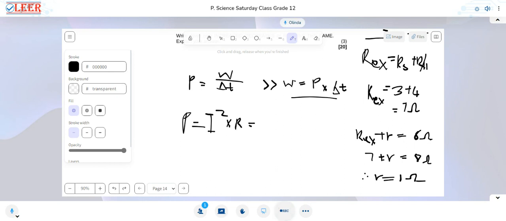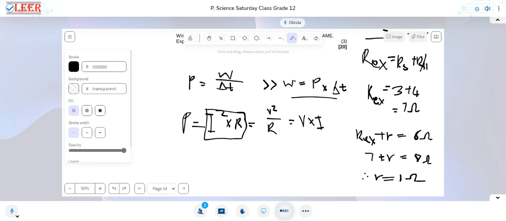We also know that power is equal to V squared over R, and we know that it's equal to V times I. There are a lot of formulas here, so we're going to just look at the formula where we know all of the variables. I know my current, I know my resistor. So I'm going to just use the first formula, where power is equal to current squared times resistance.